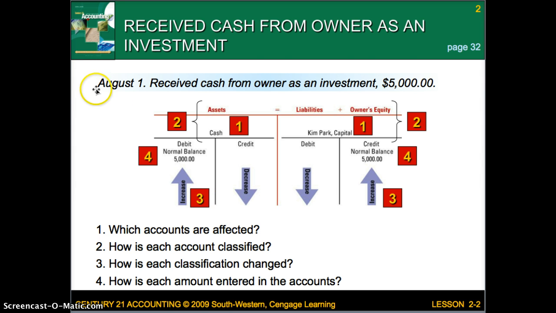So this is what your transaction will look like. It will give you a date and then what happened and the amount of money that was involved. So it says August 1st, we received cash from owner as an investment, $5,000.